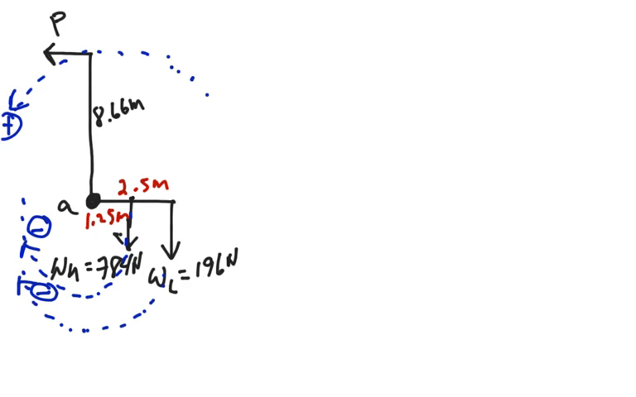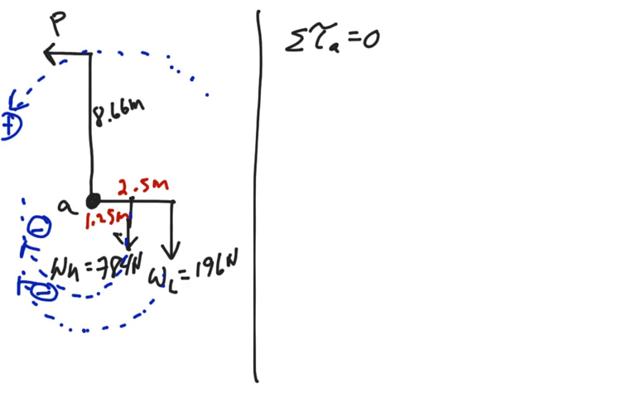The thing's not rotating at all about point A, so the net torque should be 0. So let's set that up. We'll say that the summation of all the torques about point A is 0. And we do have torques. We have a positive torque, which is 8.66 times P, moment arm times force. And then we have 2 negative torques. We have a 2.5 times the weight of the ladder. And then we have a minus 1.25 times the weight of the man.